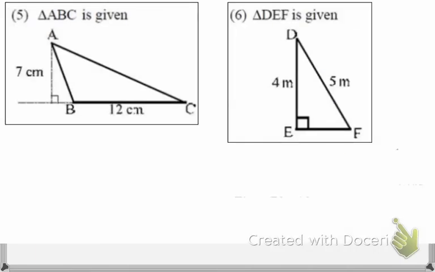Number 5 is a triangle again. The formula for the area of a triangle is half times base times height. The base in this case is 12, the perpendicular height is 7. Replace that into your formula, work it out, and you will get an answer of 42 square centimeters.